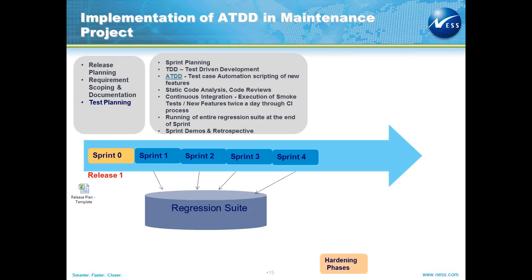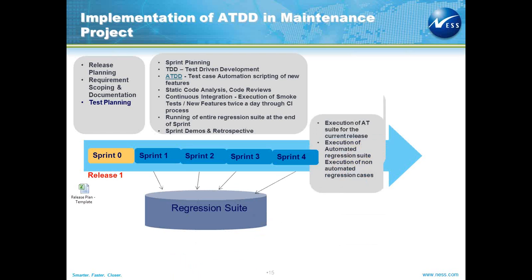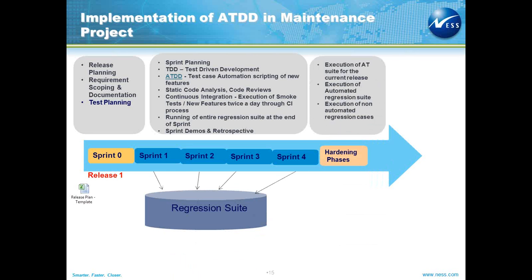So this is the regression suite that is being built, and we have a hardening phase where we execute the entire AT suite, which is nothing but your acceptance test suite, the regression suite, as well as your non-automated cases. And if you see, the hardening phase lag is overlapping the sprint 0 of the next release. So you can see there is 100% resource utilization.